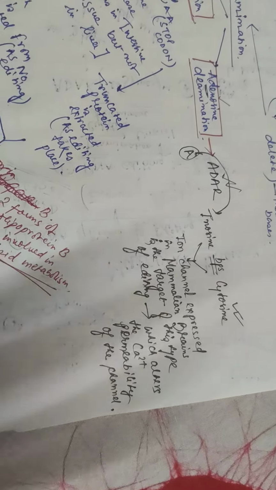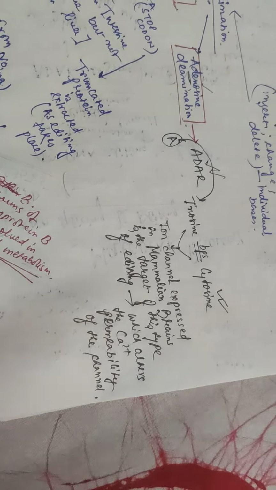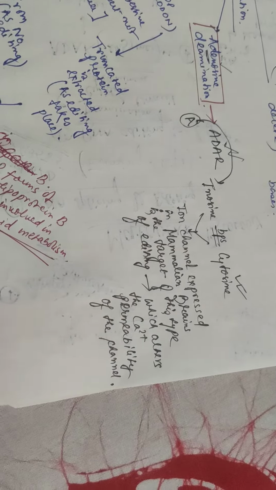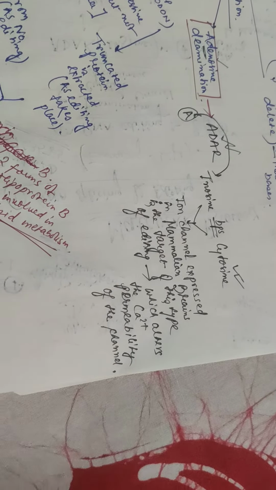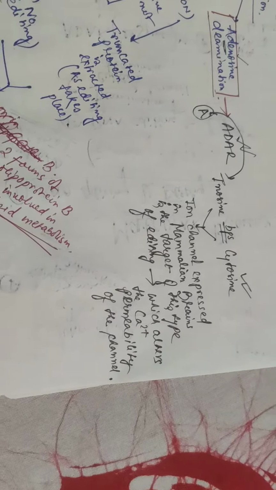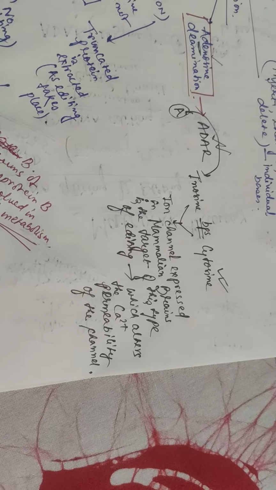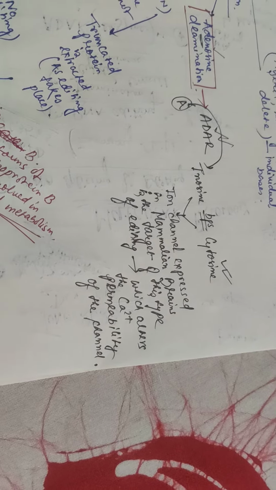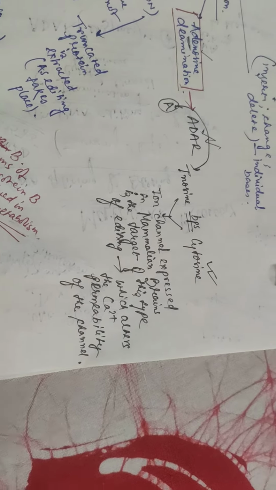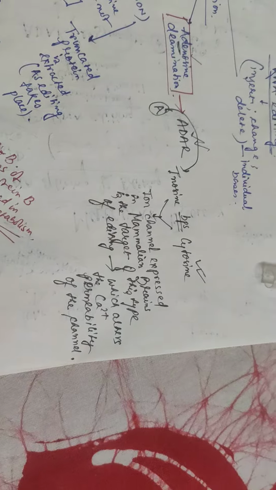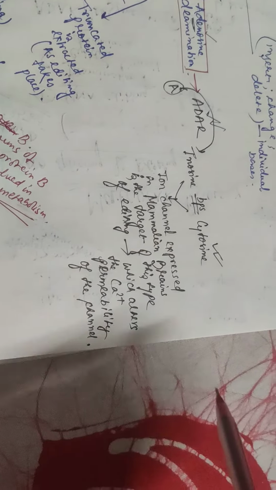Now this type of deamination, this type of editing, is essential in our brain, where the ion channel is expressed. If this type of editing does not happen, it can impair or severely hamper our brain functionality, and this type of editing is required because it alters the Ca2+ permeability of the channel.